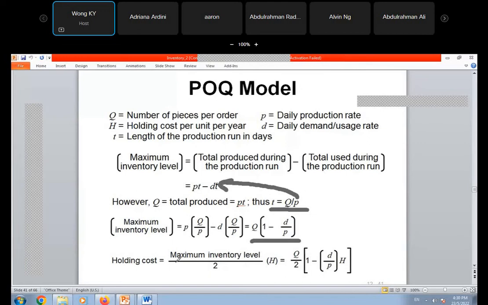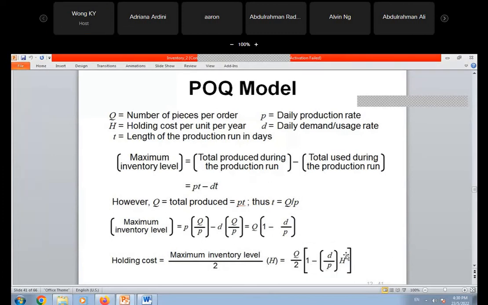And remember, the annual holding cost is equal to maximum inventory level divided by 2 times H. So the maximum inventory level is this term here, divided by 2, times H. So this is the formula to calculate the annual holding cost.